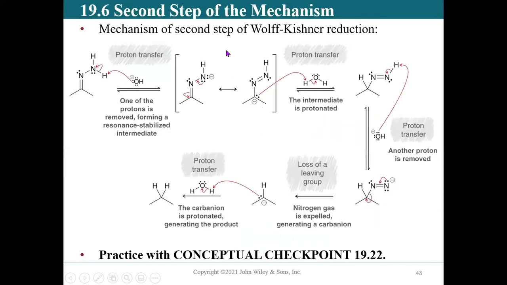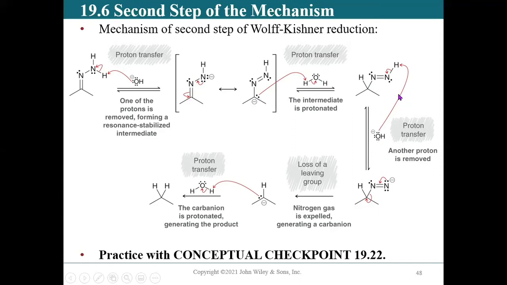Mechanism for the second step of a Wolff-Kishner reduction. Once we have this imine, we can use some base to abstract this hydrogen and produce this intermediate. Then this intermediate does some rearrangement of electrons, producing a double bond between N and N, and reducing the double bond of N to carbon to produce this carbon anion. Then this carbon anion is going to take H from the solvent and produce this intermediate.